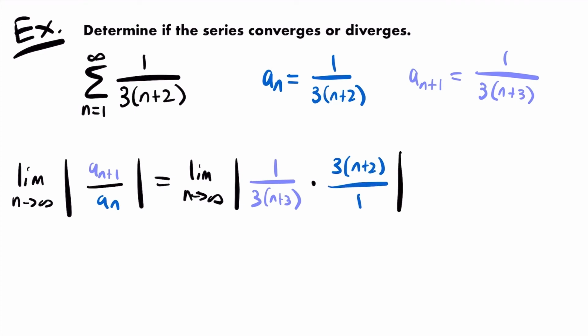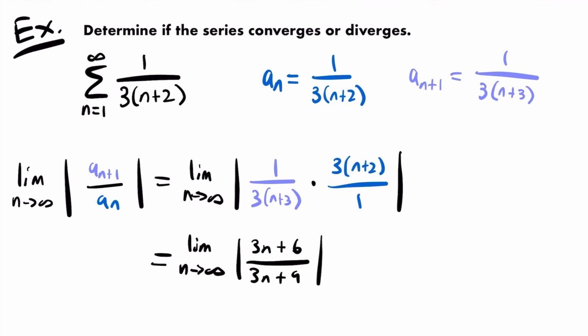Now if we simplify, this will be equal to the limit as n approaches infinity of the absolute value of 3 times n plus 2. That's going to be 3n plus 6, right? 3 times n is 3n, 3 times 2 is 6, and that will be divided by 3 times n plus 3. So that will be 3n plus 9. 3 times n is 3n, 3 times 3 is 9.